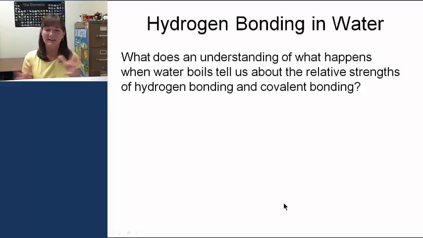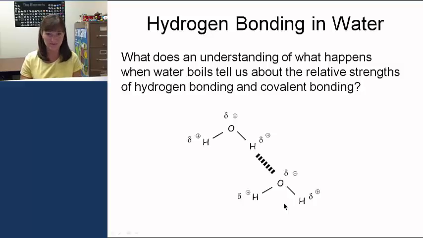But every once in a while I get some students who think that when you boil it, what you're actually doing, because you can see the vapor coming off, is that the gas coming off is actually hydrogen and oxygen gas. And that's not true. When you're boiling water, that is not enough energy to break the covalent bonds between the H2O molecules. What's happening is you're breaking the hydrogen bonding.